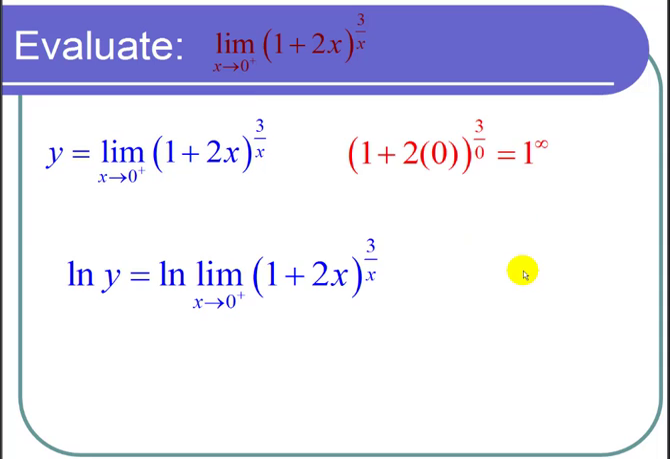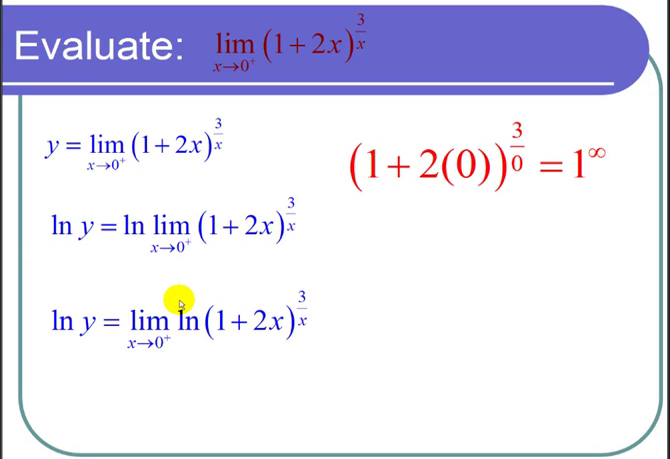So I apply a trick, and the trick is as follows. I apply the natural log to both sides of the equation. And one nice thing, the natural log is continuous. So the natural log and the limit can get interchanged. So I have now the natural log of y is equal to the limit as x goes to 0 from the positive side of the natural log of 1 plus 2x to the 3 over x.